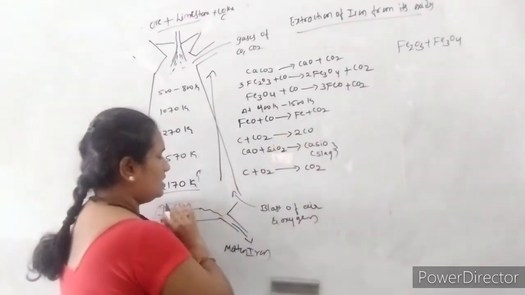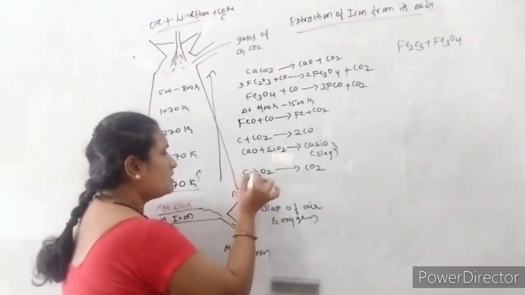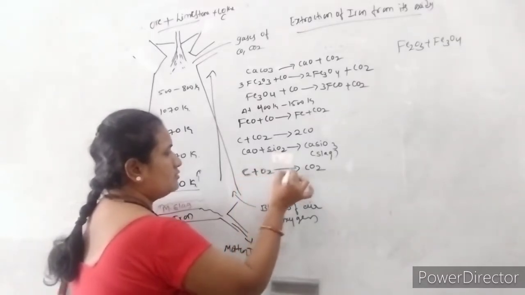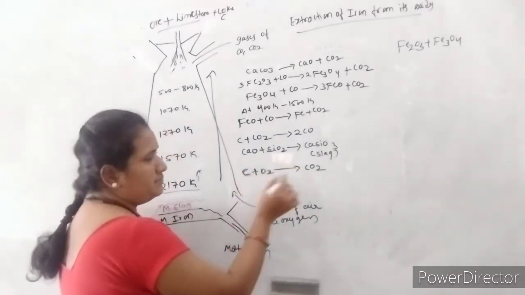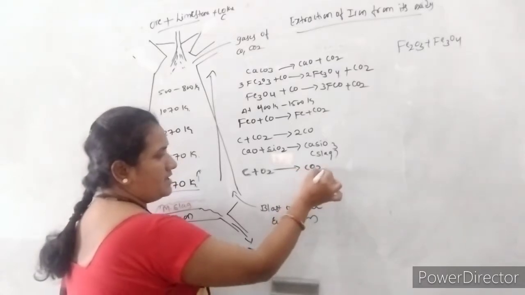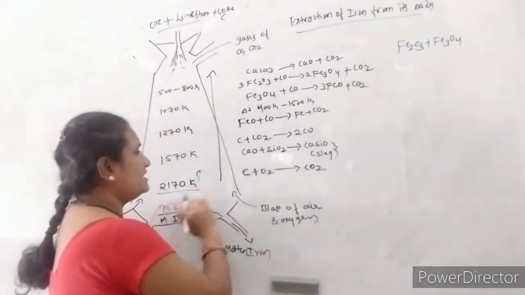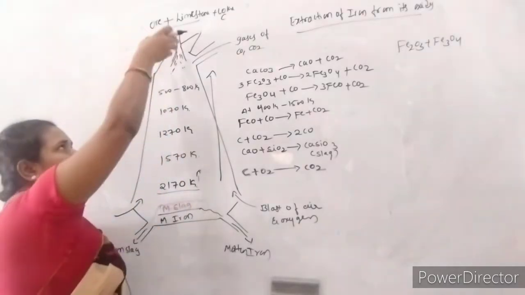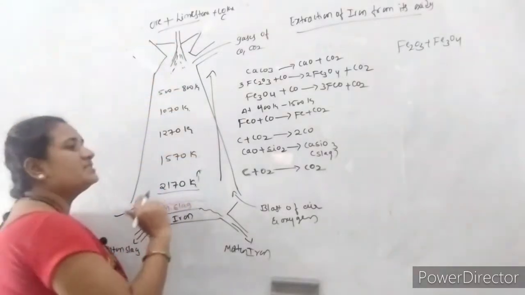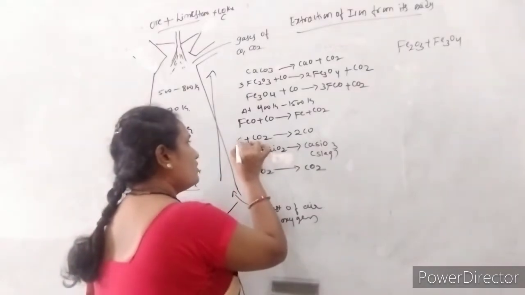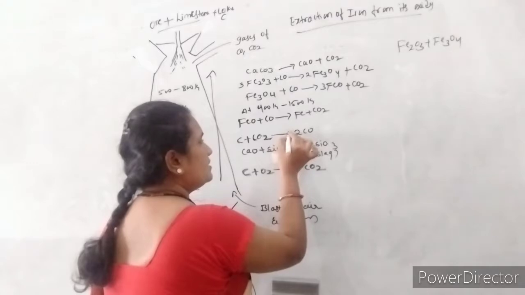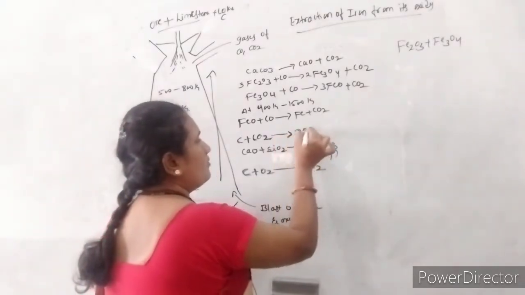So see here, at the initial stage coke undergoes oxidation at about 2170 Kelvin temperature. It forms carbon dioxide. It is a gas, so it starts to move towards the upward direction, and coke is entering into the furnace. So the remaining coke combines with the carbon dioxide. Further it forms carbon monoxide.